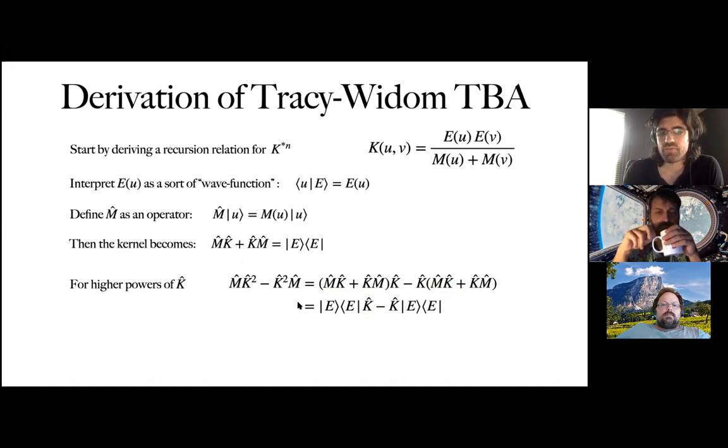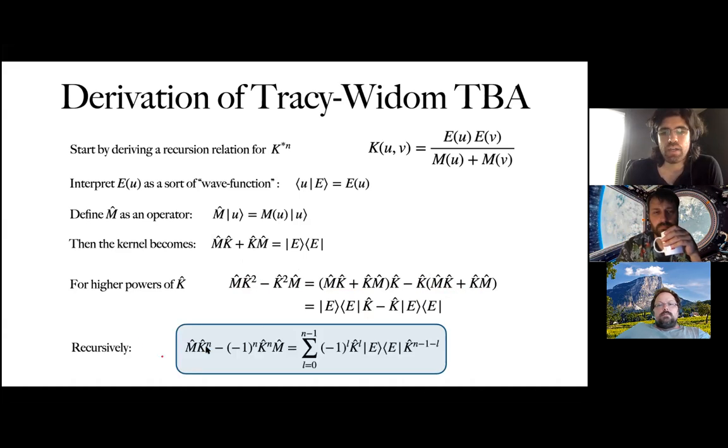So you can apply this trick for higher powers of n, and one can convince oneself that the following relation is true. I'm computing the commutator or anti-commutator depending on n, and that relates a higher power of K to the n to smaller powers of K. So that's one relation.